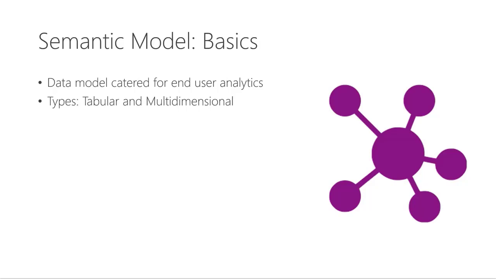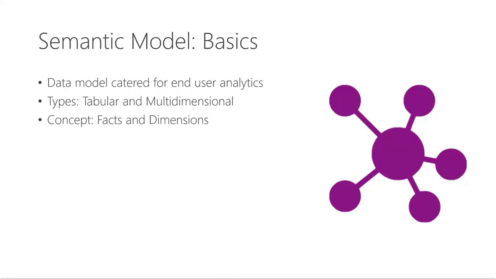There are two types of semantic models. Those are tabular semantic models and multidimensional semantic models. Previously, it was only multidimensional semantic models, but later on, tabular semantic models came up. The tabular semantic models are a lot simpler, and a lot more compressed and well optimized, compared to multidimensional semantic models. In this session, we'll be focusing specifically on tabular semantic models because Azure Analysis Services only supports tabular semantic models.